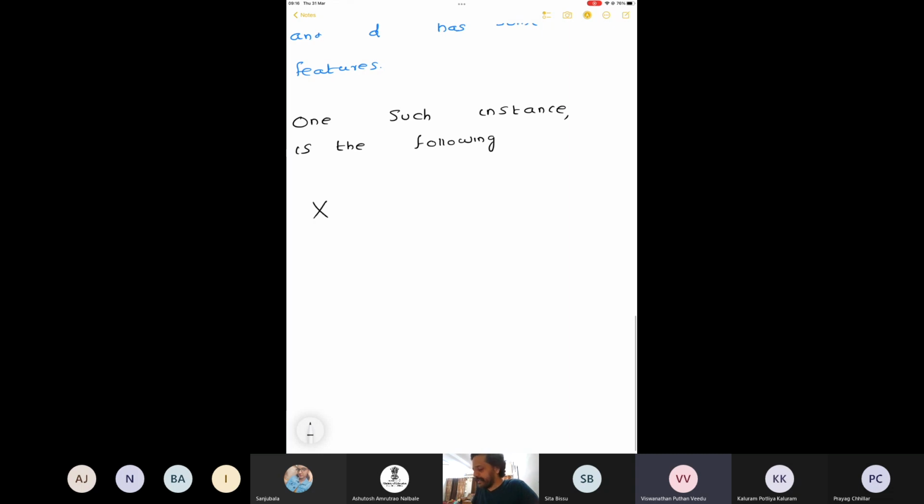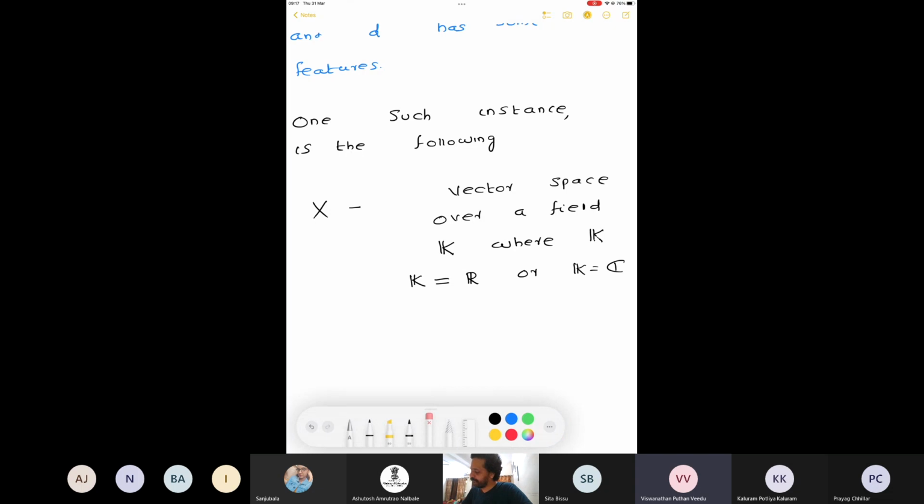I take X to be a vector space. Basically, it is a set. But instead of just a set, I am taking X to be a vector space, for instance, R2 or R3. A vector space over a field. But now I am restricting my field. Field is K, where K is either R or K is C. So the field is either real or complex. So X is a vector space.